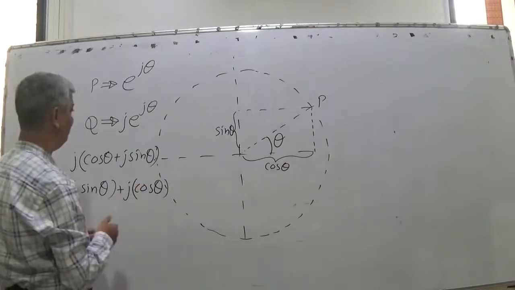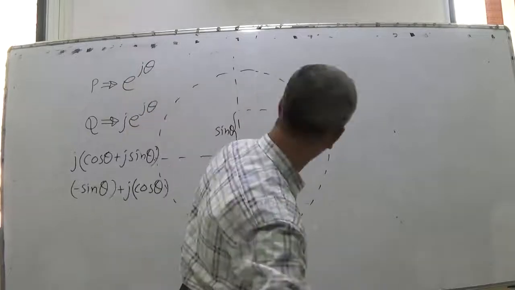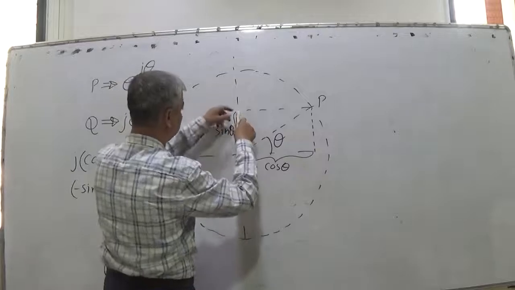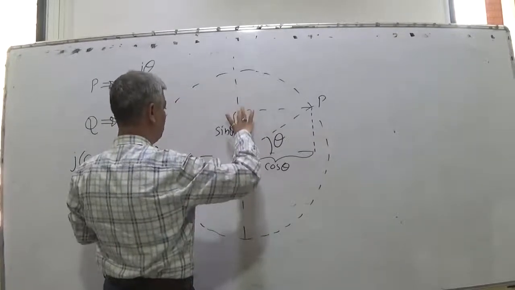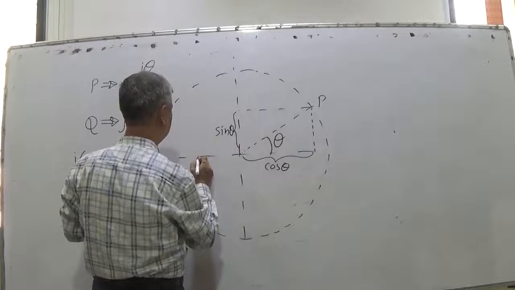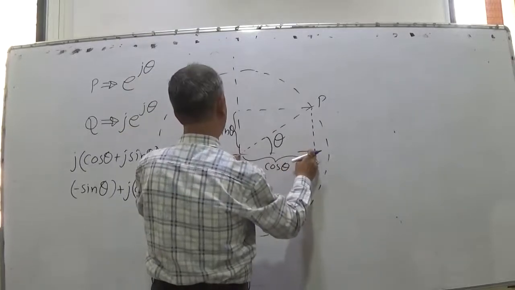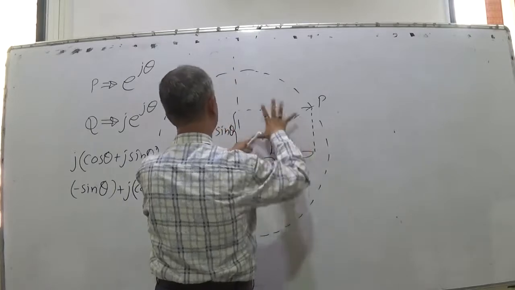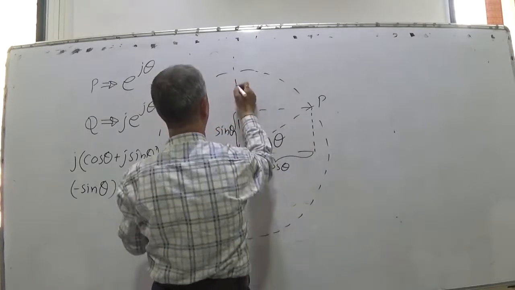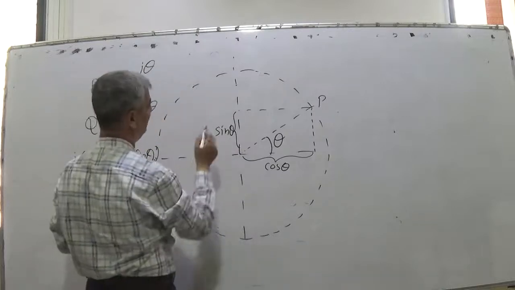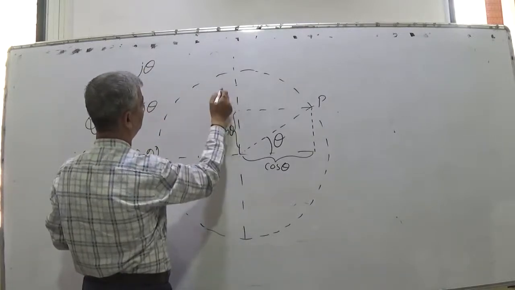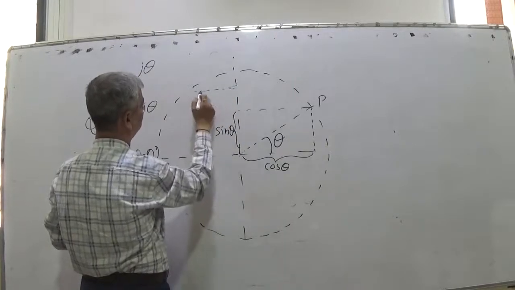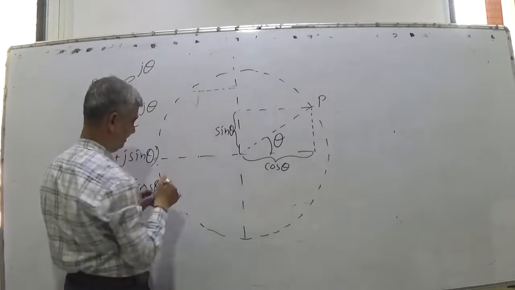So where will Q lie? Q will lie where the real part is minus sin theta. So this much distance on the real axis, so that will be here. And this much distance on the vertical axis. You can very easily note that this would be a symmetric, same rectangle.